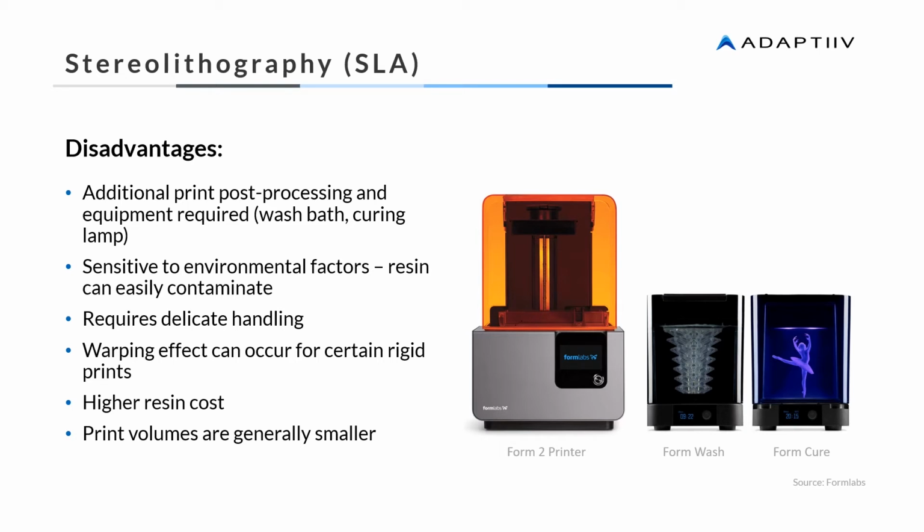Our testing has shown that warping can also occur even for rigid prints, which can cause a poor fit on the patient. And even though costs are lowering, this technology has higher material costs compared to FDM, costing almost 10 times more for even the most basic resins. And finally, SLA printers tend to have smaller print volumes due to the nature of this technology. However, build volumes are generally getting larger over time.